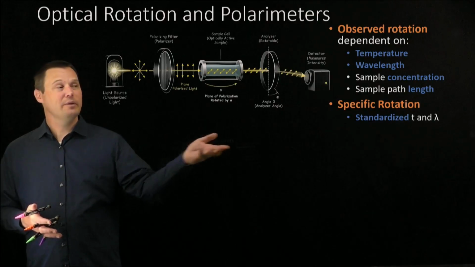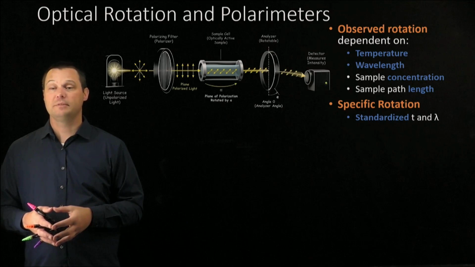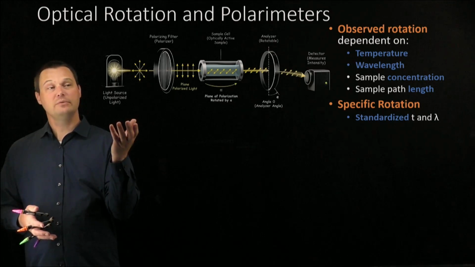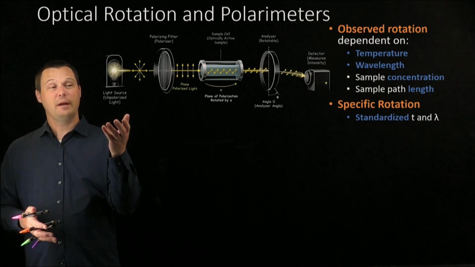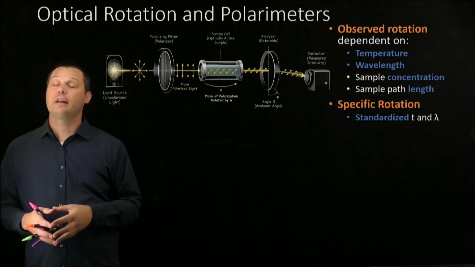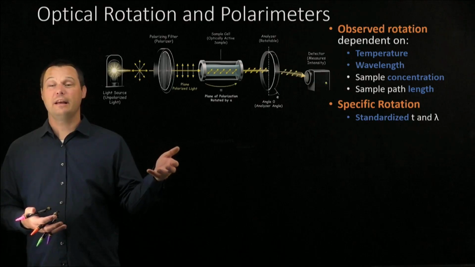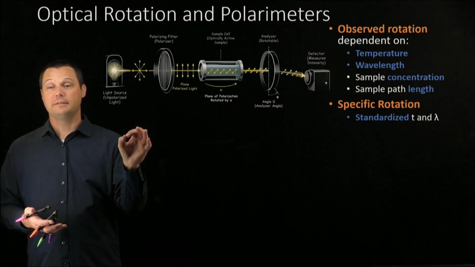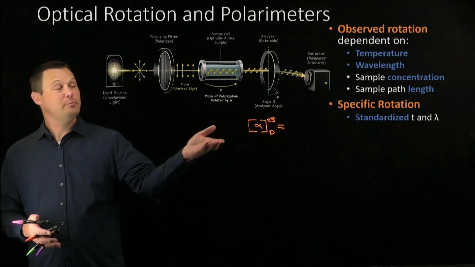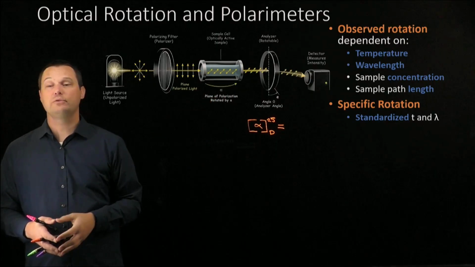By convention, we always run the experiment at room temperature, and we always record that temperature in our reported specific rotation. Furthermore, we always use the same light source in all of our polarimeters. By convention, we use a sodium lamp and the sodium D line at 589 nanometers. That specific light, with a wavelength of 589 nanometers, is historically very easy to produce with sodium lamps and very bright. With those two values standardized and part of the way we report specific rotation, we can correct for the concentration and the path length.